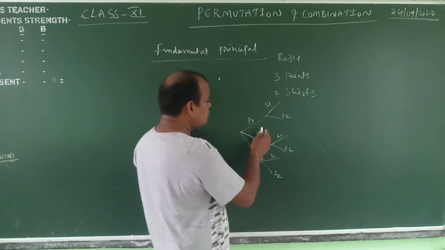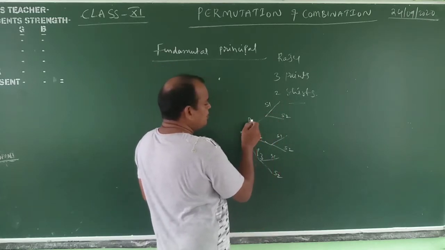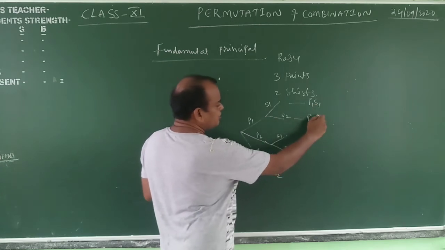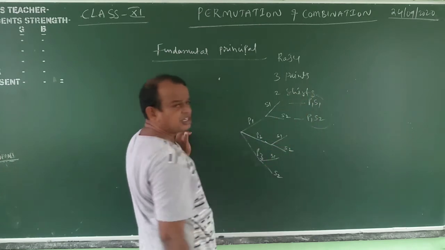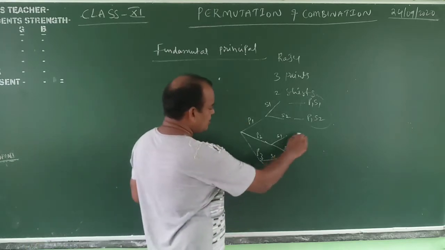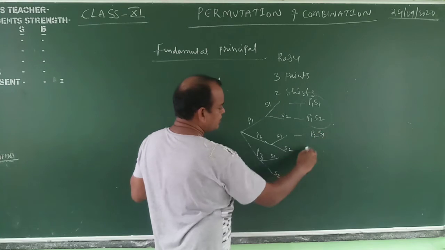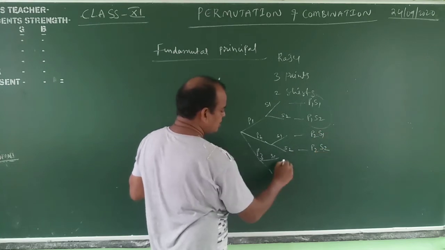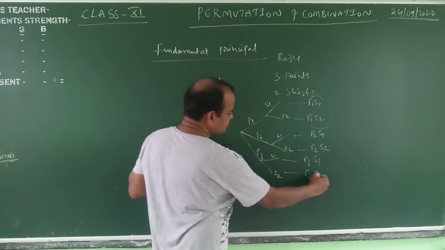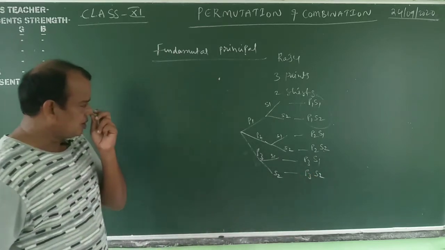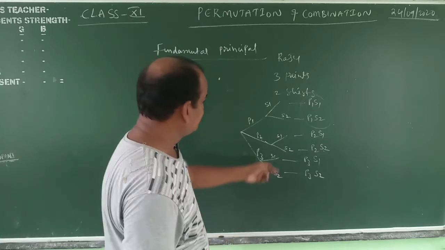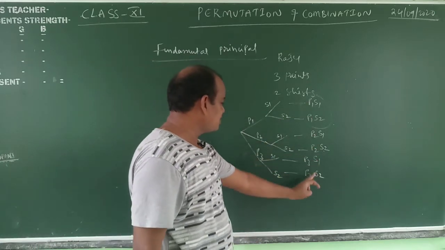Now observe: pant 1 with shirt 1 is one way. Pant 1 with shirt 2 is another; these two are different, nothing is matching. Then P2 S1, P2 S2, P3 S1, P3 S2. How many different ways does he dress up? 1, 2, 3, 4, 5, 6 ways.